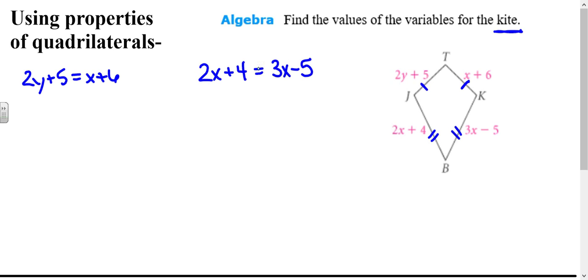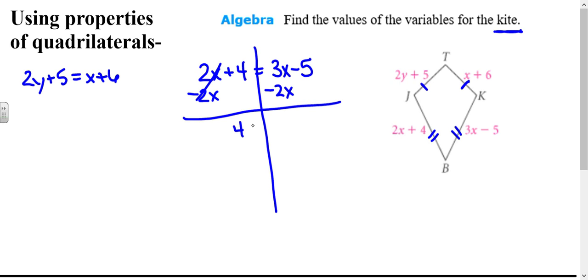So remember, when you have variables on both sides of the equal sign, you can't just put them together because one's over here and one's over here. And to keep the equation balanced, I have to do the same thing to both sides. So you need to cancel out one of the x's. So I'm going to subtract 2x to cancel that one out. And then I have 4 equals x minus 5. So then I'm trying to get x by itself, so I would cancel out the 5 by adding 5 to both sides. So I get that 9 equals x.